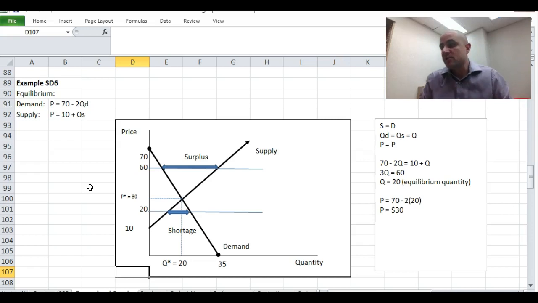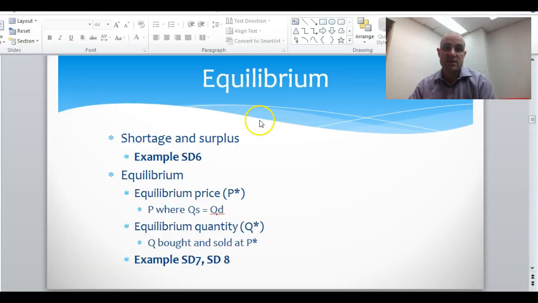So this competitive equilibrium, the idea is that this is where we get to in the long run. This is what it gets built to. The market gets guided to this point. If we go back to our slides here, we talked about shortage and surplus. The equilibrium price, P star, is the price where the quantity supplied equals quantity demanded, and the equilibrium quantity, Q star, is the quantity bought and sold at that equilibrium price.